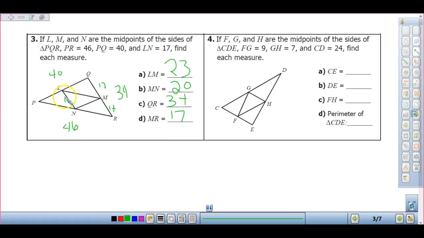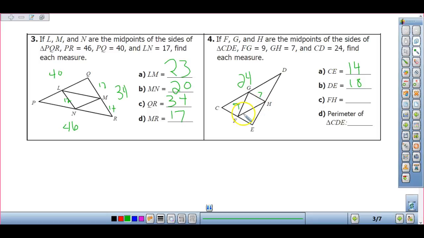Okay. Same thing over here. We've got FG. We know this little guy is 9. We know GH is 7. And we know CD is 24. So if I need CE, CE goes with GH. I'm going to go twice of what GH is, so that's 14. DE is this big guy, goes with 9. So twice that is 18.